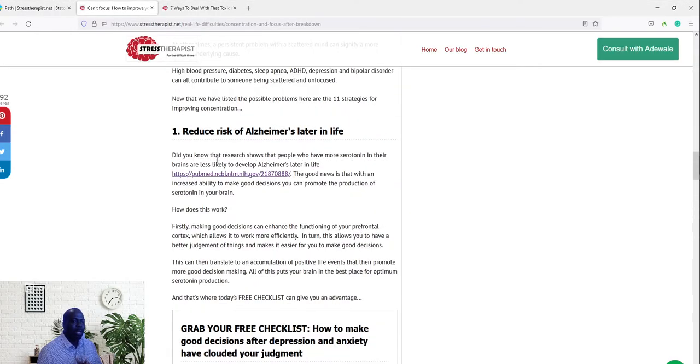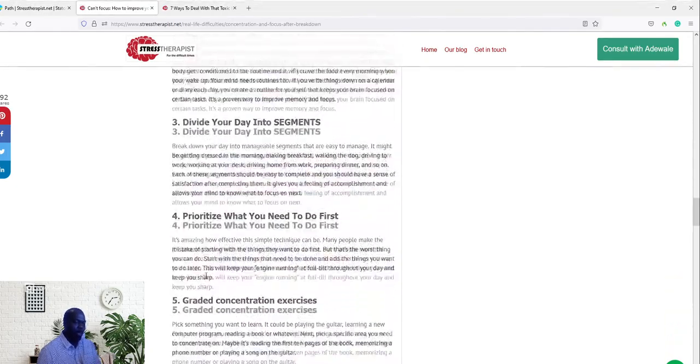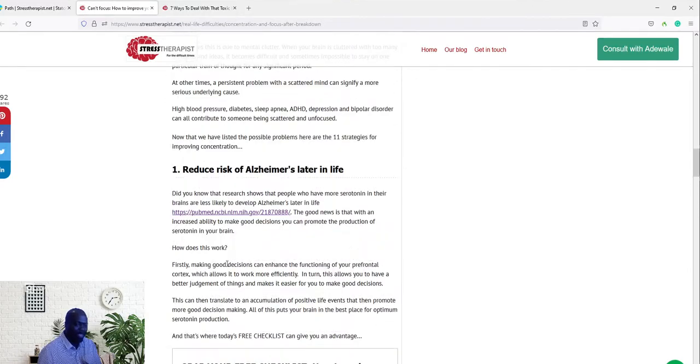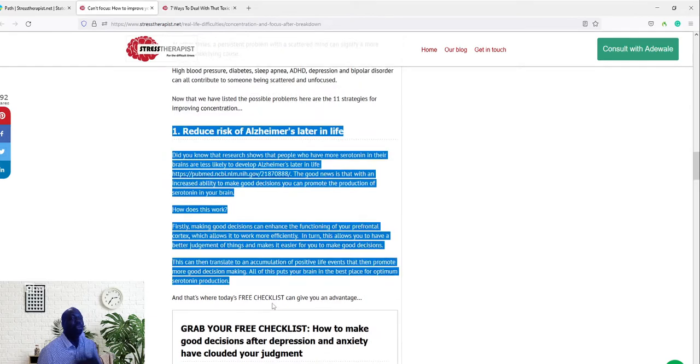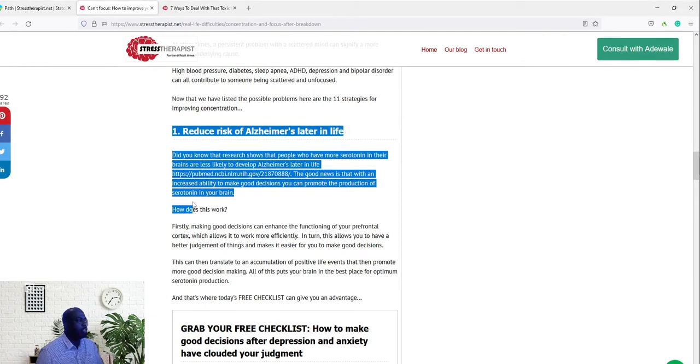Before, I had 10 solutions here, but to add this free item into the article, I had to create another solution, which was to reduce the risk of Alzheimer's later in life. What I wanted to do today is show you how Closer'sCopy helped make that process easy. We call this process stealth calls to action.